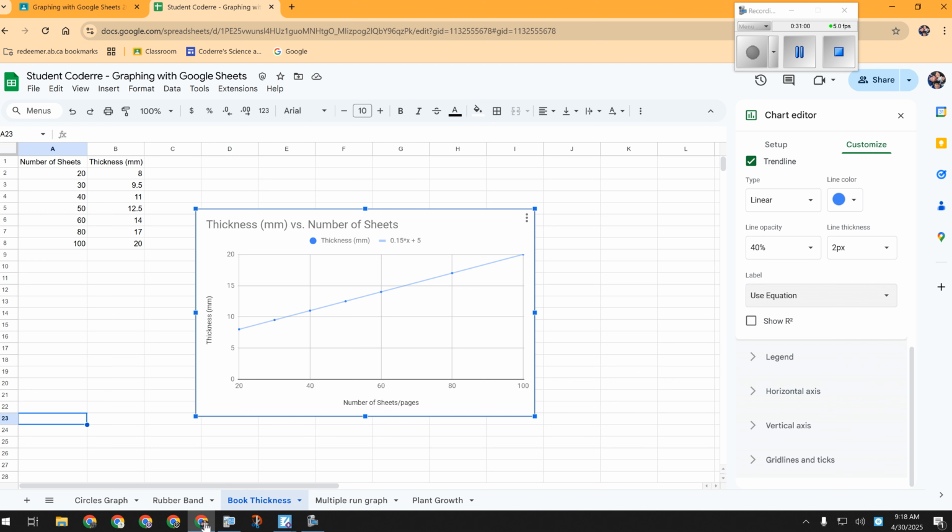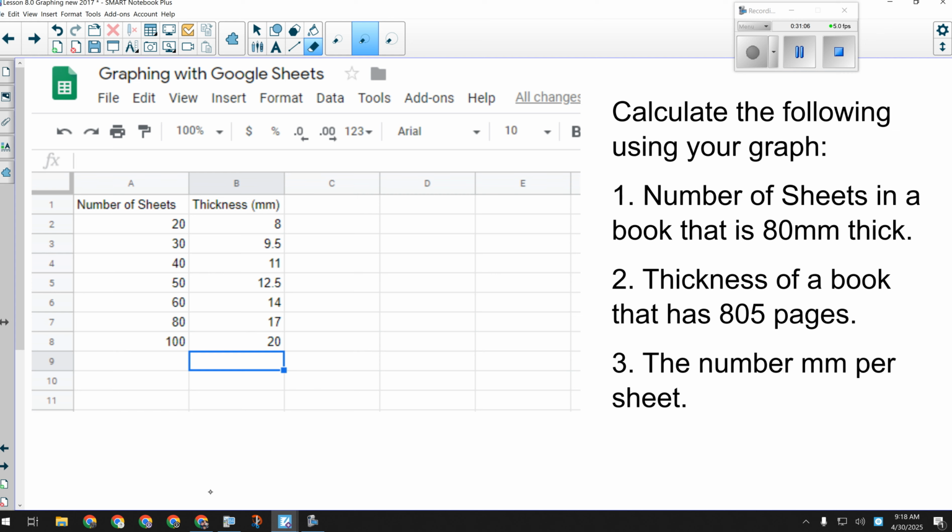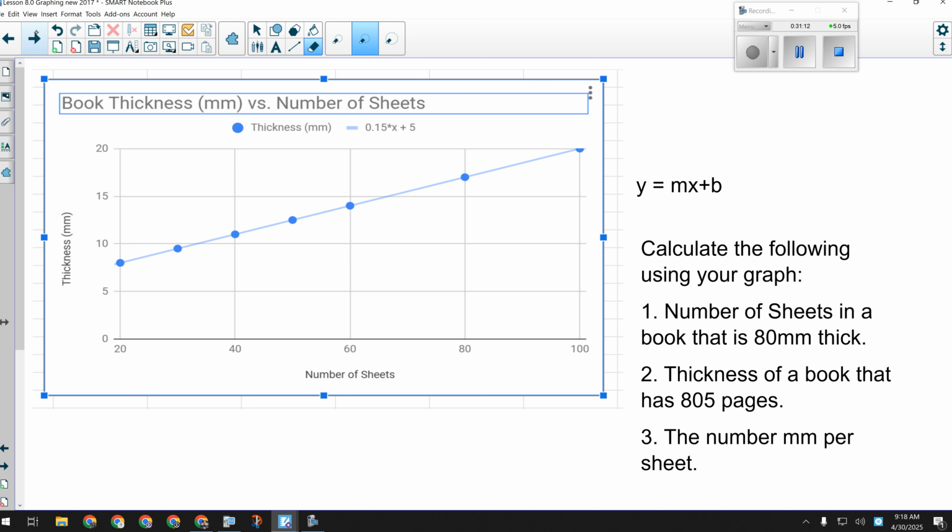This number here is the slope of the line. So when we got that graph, it looked like this, right? That number right there is the slope. This equation right here is the equation for the line. It's y equals mx plus b for that graph. So what it's saying is y equals 1.15 times x plus 5.